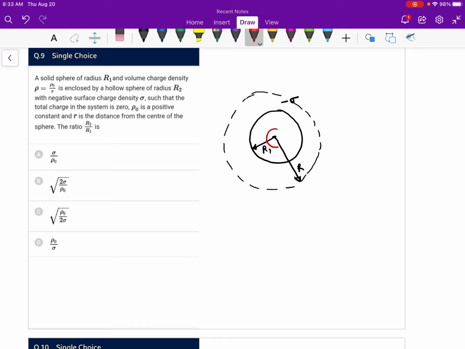Charge enclosed within the solid sphere we need to integrate. So let's consider an elemental shell of radius small r, thickness dr. So charge enclosed is 4 pi r square dr into density, which is rho naught by small r, integration from 0 to R1. This is charge enclosed within the solid sphere, plus charge on the shell, minus sigma into 4 pi R2 square, and the total charge is 0.